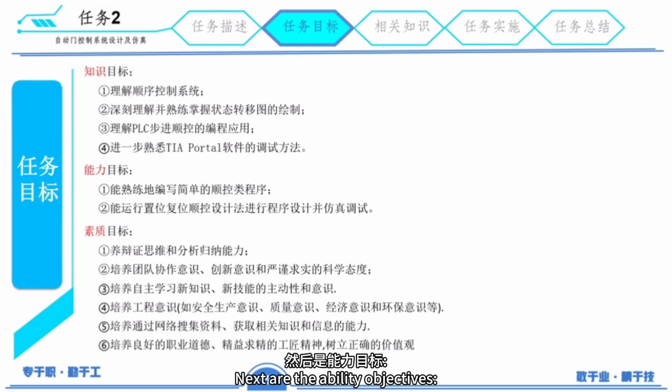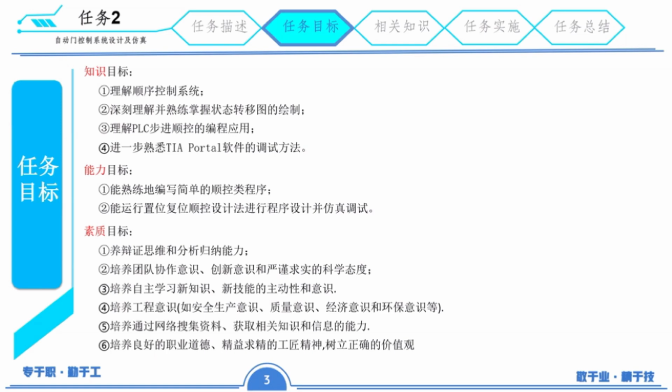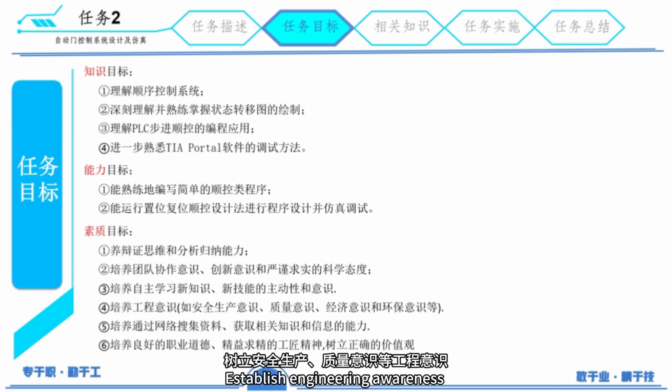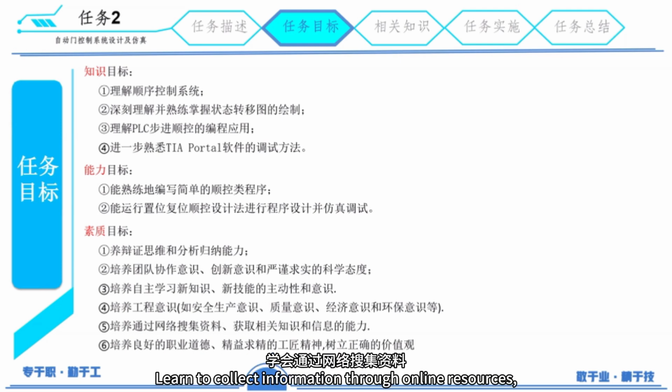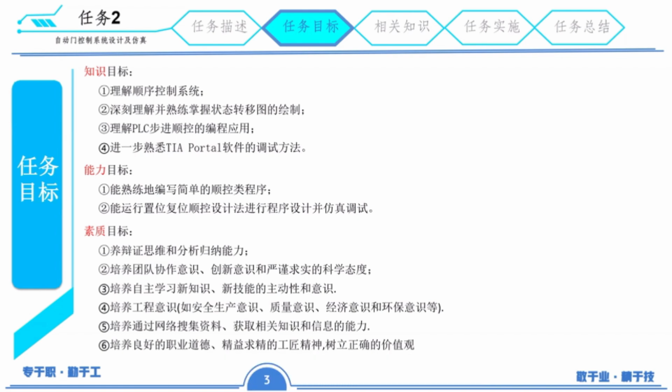Next are the ability objectives. Be able to independently write simple sequential control programs, and complete program design and simulation debugging using the set or reset sequential control method. Finally, the quality objectives. Cultivate dialectical thinking and inductive ability. Enhance teamwork and innovation awareness. Establish engineering awareness, such as safe production and quality consciousness. Learn to collect information through online resources, and cultivate the spirit of excellence and correct values.